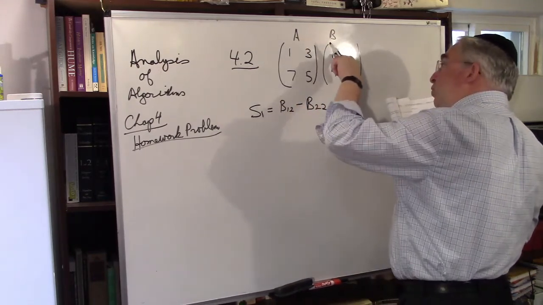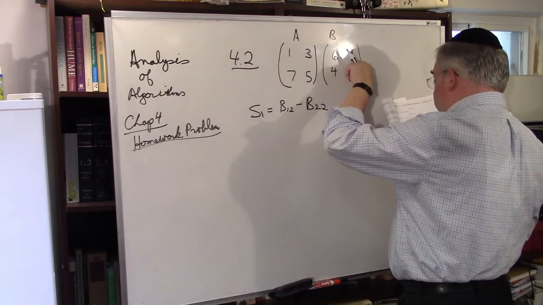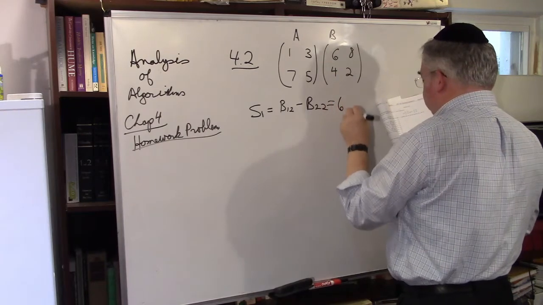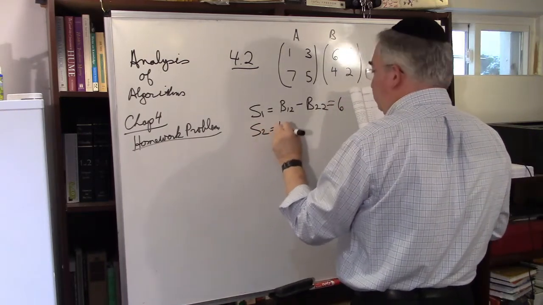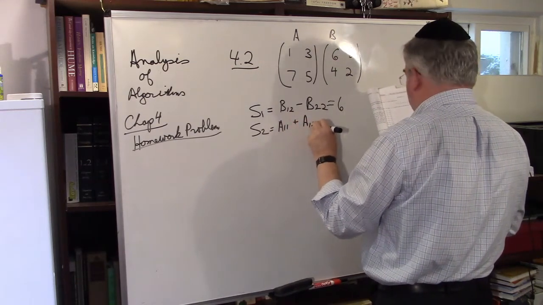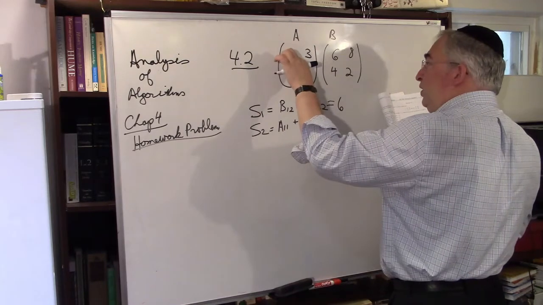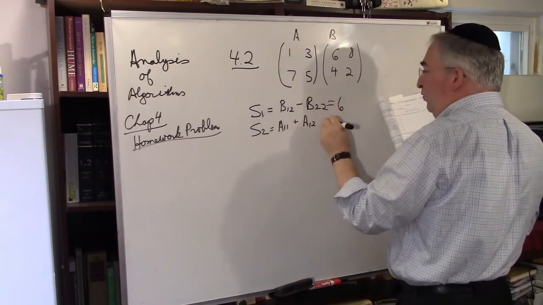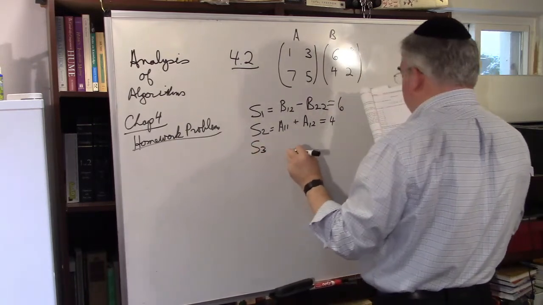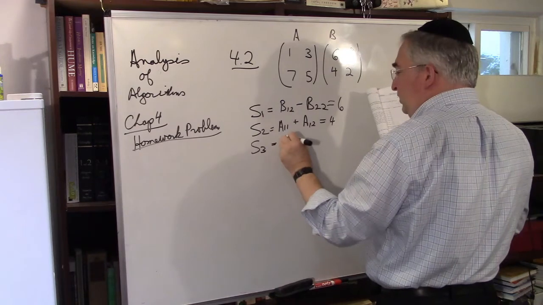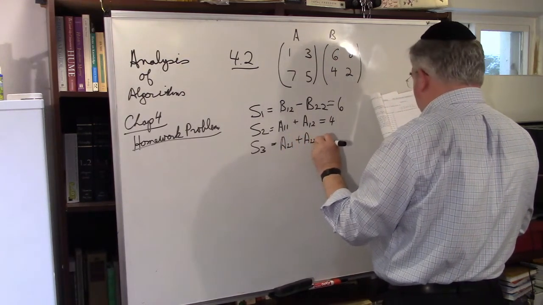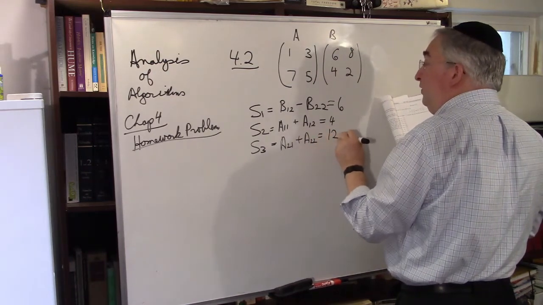B12 is 8 minus B22 is 6. So this is 6. S2 is equal to A11 plus A12. Let's do that. That's 1 plus 3, which is 4. Okay. S3, I'm going to get bored of this in a second. No, I'll probably finish it. A21 plus A22. Okay, and that's equal to 12.